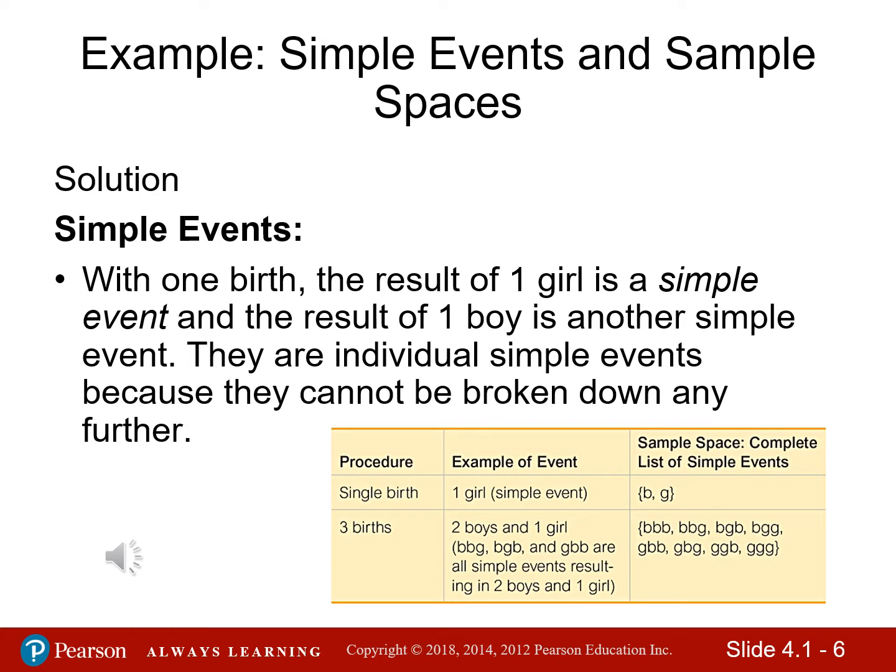We can say that a single birth is a procedure. With one birth, the result of a girl would be a simple event. As well, the result of a boy would be another simple event. These are individual simple events because they cannot be broken down any further. For this example, let's say the result of the birth would be a girl. The sample space of this event would be all possible outcomes of gender. So our sample space for a single birth would be a boy or a girl, and we will denote this with curly bracket B, comma, G, curly bracket.